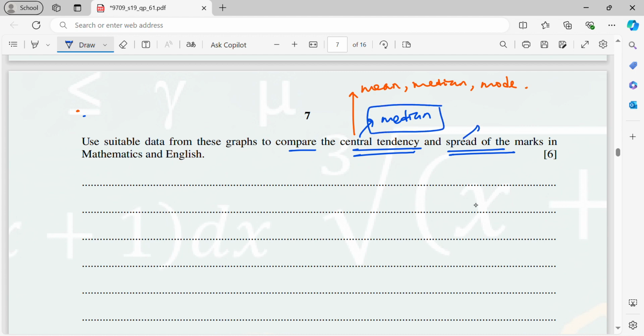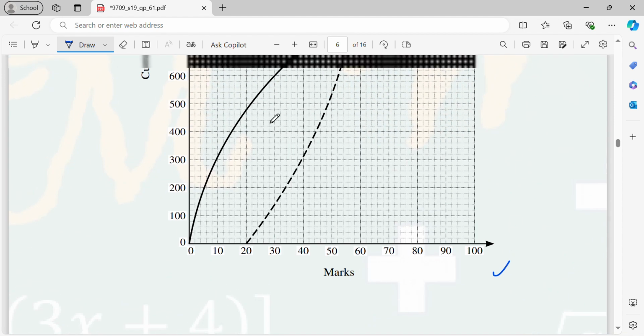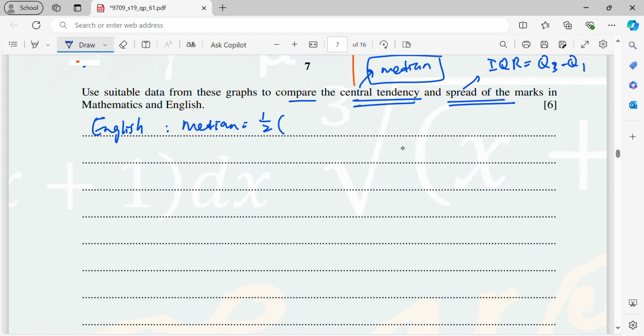Then this spread is actually the interquartile range. That is the Q3 minus Q1, the upper quartile minus lower quartile. So now means that now I have to get the information for English, the median. Okay, median is basically half of the total F. Okay, the total F here is 1,400, right? So since this is the cumulative frequency curve, we do not plus 1. We will just write 1,400, and then that is the position of 700.